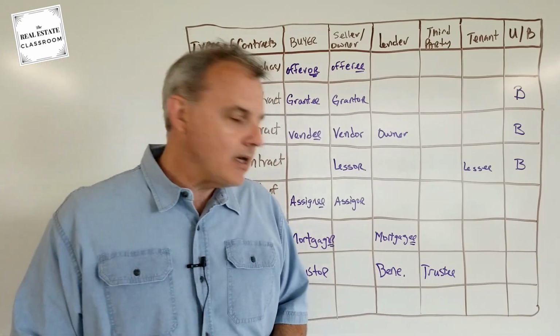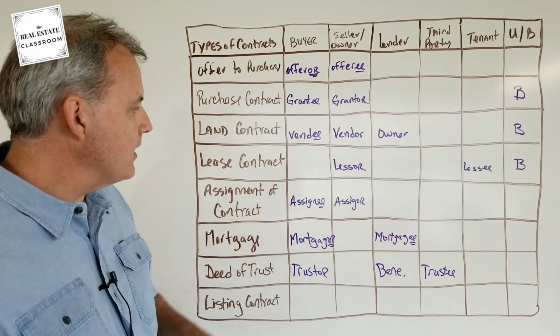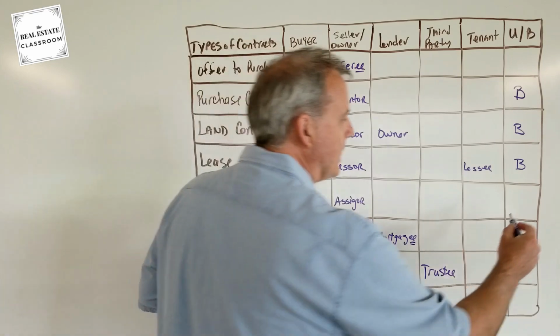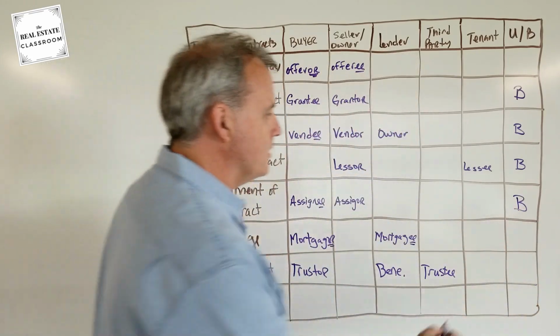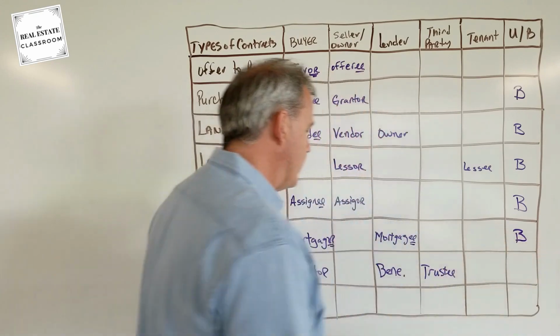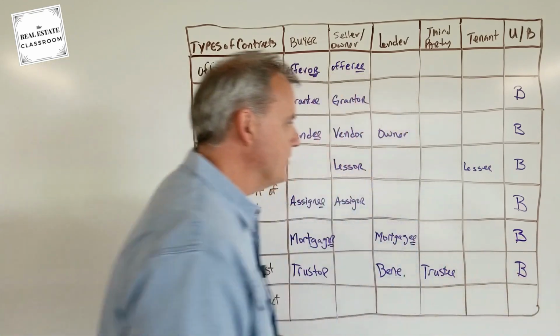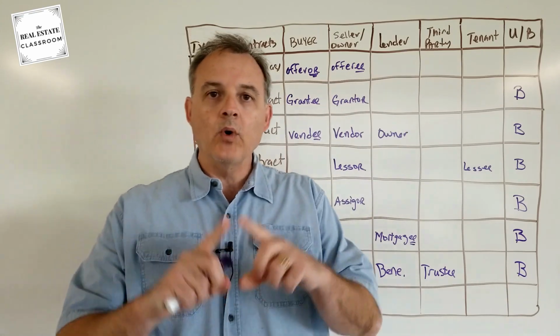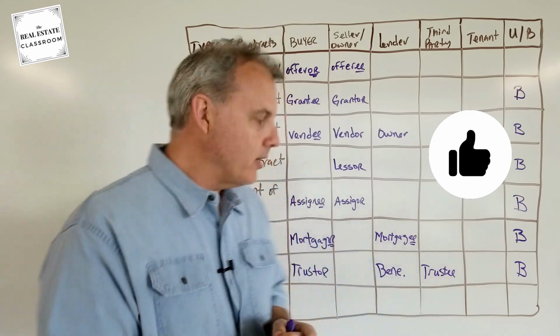And then the last one I want to talk about here, oh, by the way, let's go back up here. Assignment of contract is a bilateral contract. A mortgage is a bilateral contract. And a deed of trust is a bilateral contract, because all of those contracts require that once they're agreed to and everybody signs, it's legally enforceable by all parties.